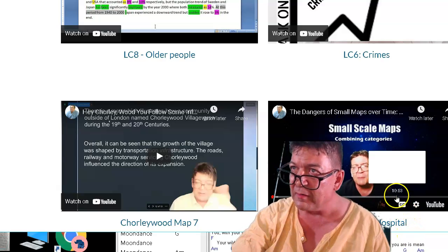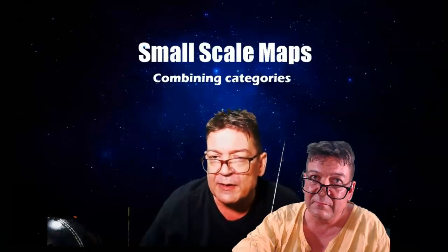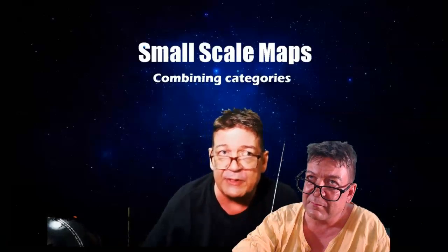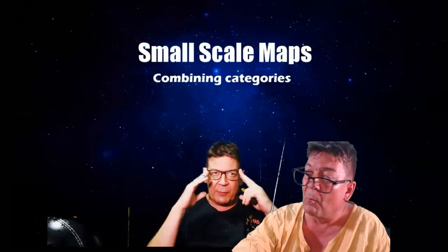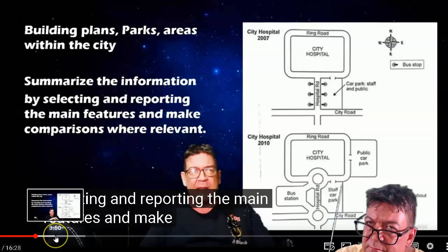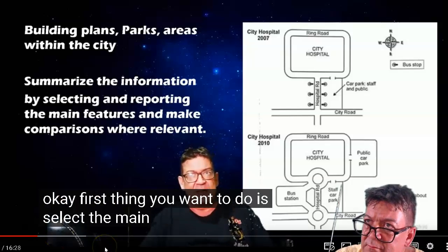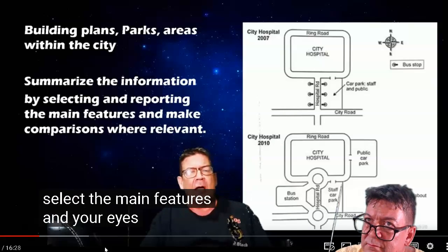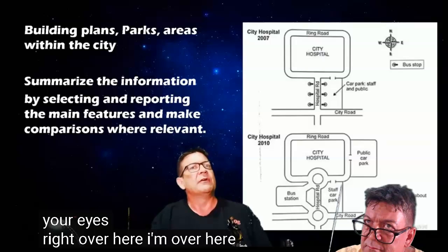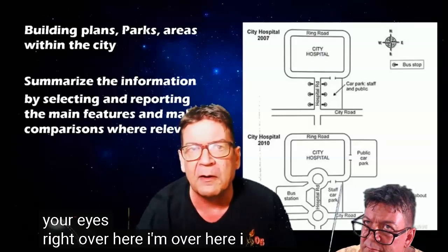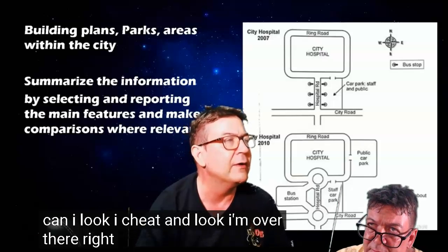Hi, I'm Joko. I'm an English teacher. This one is academic. This one is about the small-scale maps. Now, the problem. This is interesting. What is and make comparisons? First thing you want to do is select the main features, just looking at it with your eyes. Can I cheat and look?